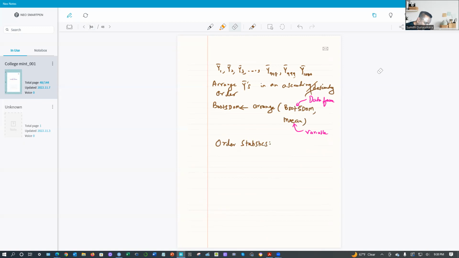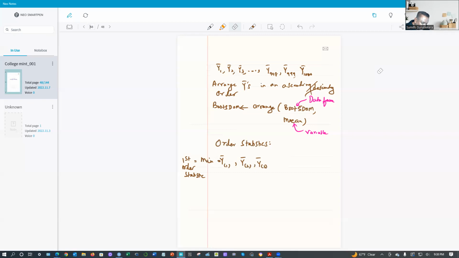Minimum value comes first. It's not that the first data entry, the first Y bar, is going to be the minimum value. Once you arrange, the first one is Y bar 1. Look at how I write the first order statistic. That's the minimum. Minimum we call the first order statistic. Then you have the second order, the second lowest one, and the third one.